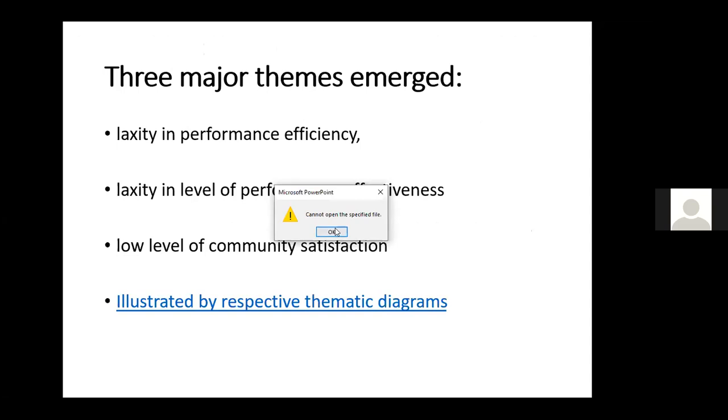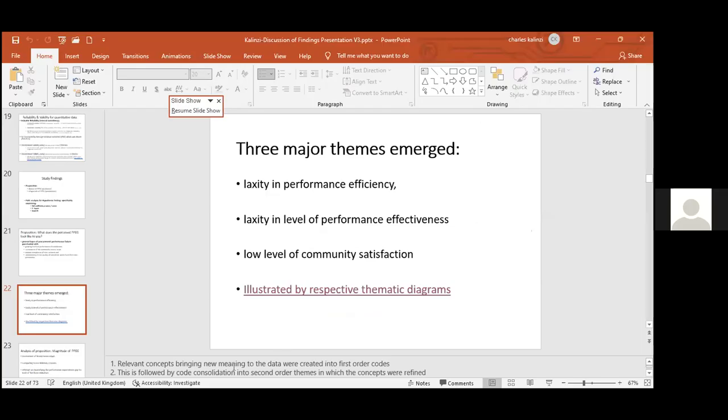And Chair, this has been moved, but the illustrations for thematic analysis. Can you open it here?